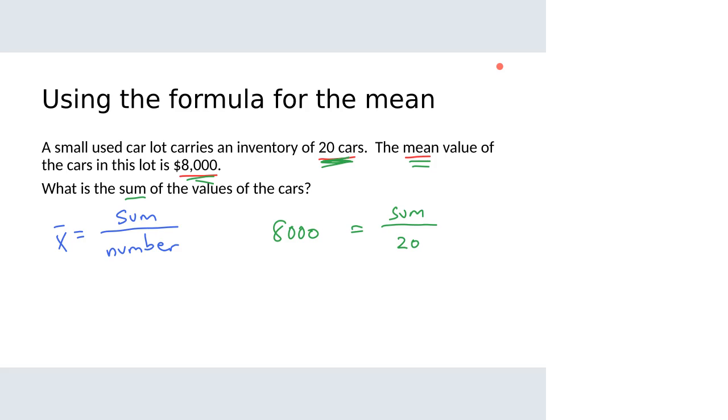Here I have sum divided by 20. What do I need to do to make divided by 20 go away, so that I can get this sum by itself?